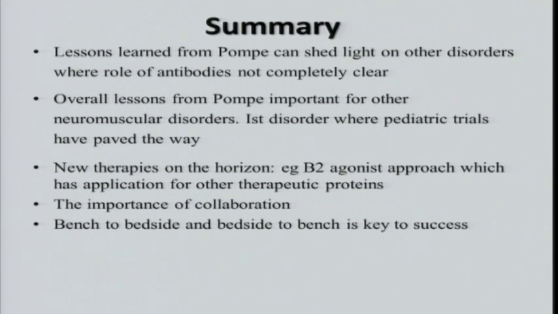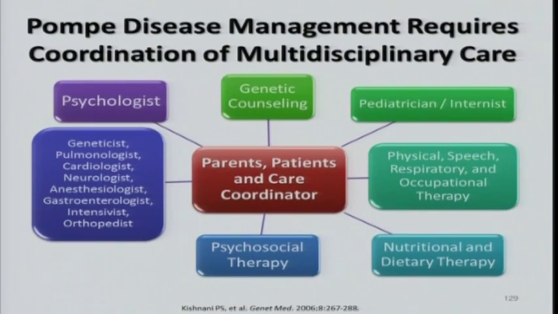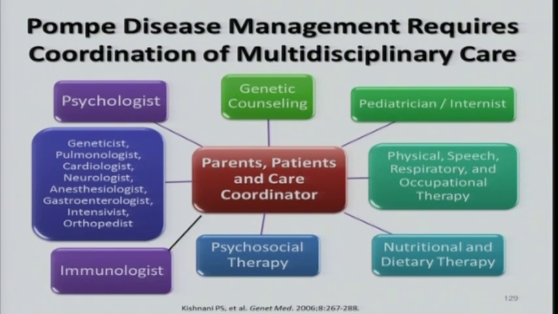The beta-2 agonist is a Duke approach. Genzyme is working on a second-generation enzyme. BioMarin is working on a second-generation, as is Amicus. But I would like to say that the importance of collaboration and bench to bedside and bedside back to bench is the key to your success. And working together as a team is another key to your success.